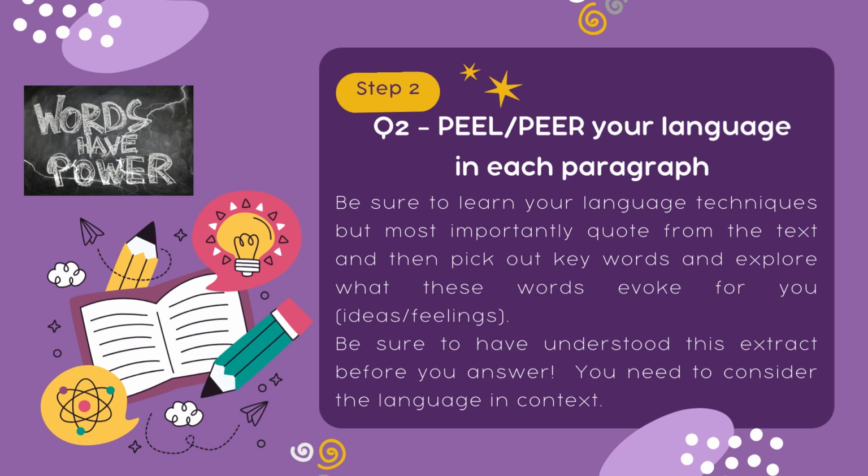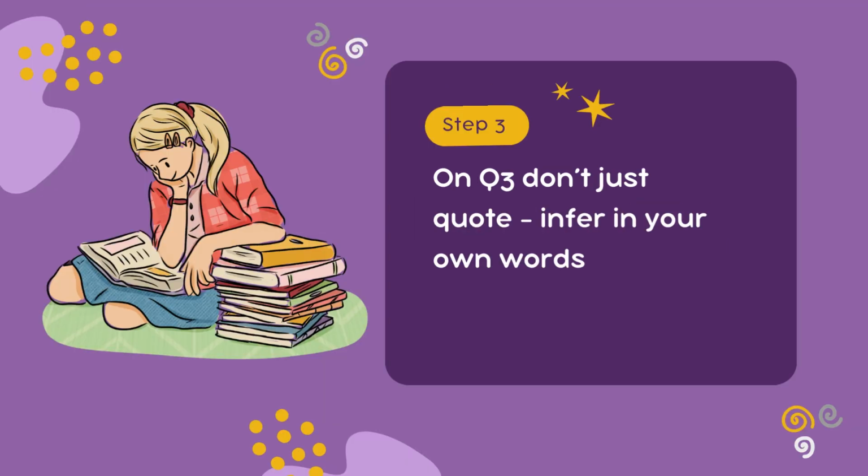And so make sure you're really exploring those deeper ideas. Make sure you've understood the extract before you start your answer, because you need to consider that language use in the context of the answer. Remember that PEEL stands for point, evidence, explain and link back to the question. PEER stands for point, evidence and explore in relation to the reader and the effect it has on you as a reader. And some people do PEED, which is develop. All of those are things that you need to do to be successful on this question.